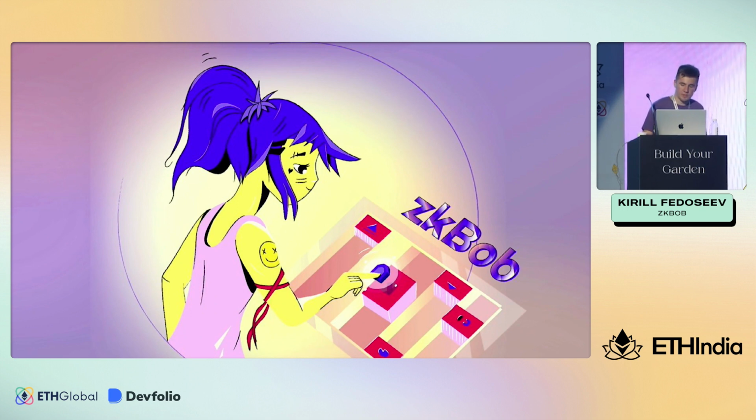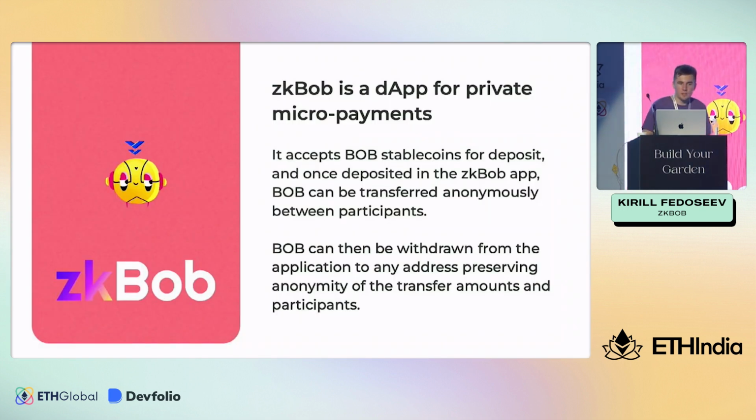Now a few words about zkBob and how it works technically. As I said before, zkBob is a DApp for private micropayments. It accepts only Bob stablecoins for deposits. Once these stablecoins are deposited into the zkBob application, they can be anonymously transferred between participants of the pool using zk addresses. And once you want to withdraw from the pool, you can withdraw to any public address preserving anonymity, and you can withdraw any amount, and no one will know the direct link with your deposits or private transfers you made before.